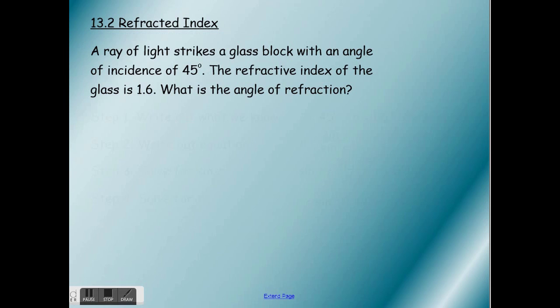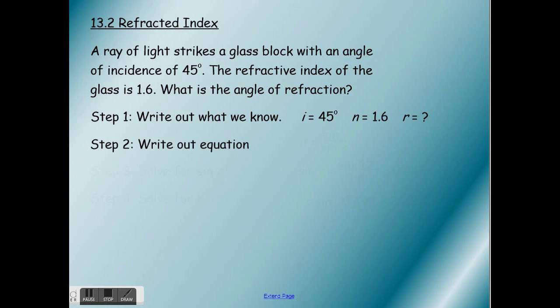So, a ray of light strikes a glass block with an angle of incidence of 45 degrees. The refractive index of glass is 1.6. What is the angle of refraction? For this, we use our formula. First we write out what we know. Our angle of incidence, I, is 45 degrees, n is 1.6, and R is a question mark because we haven't found that yet. So we write out our information from our question. Next, we write out our equation: n equals sine I over sine R.